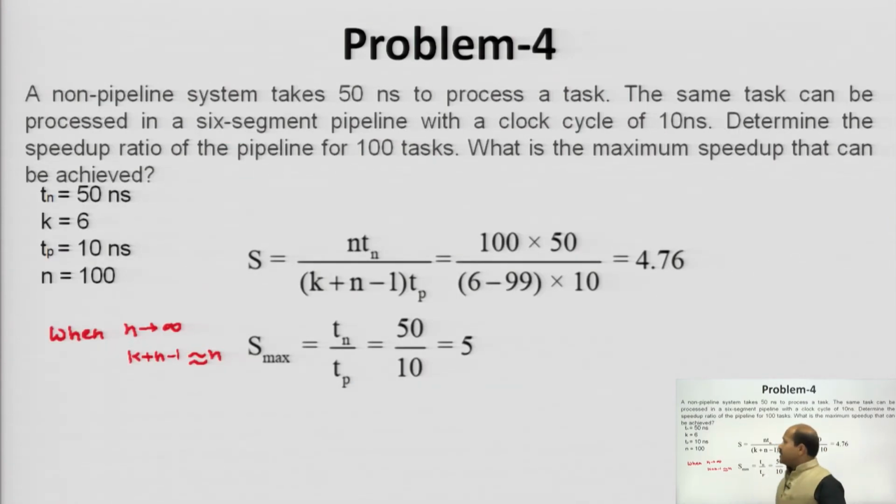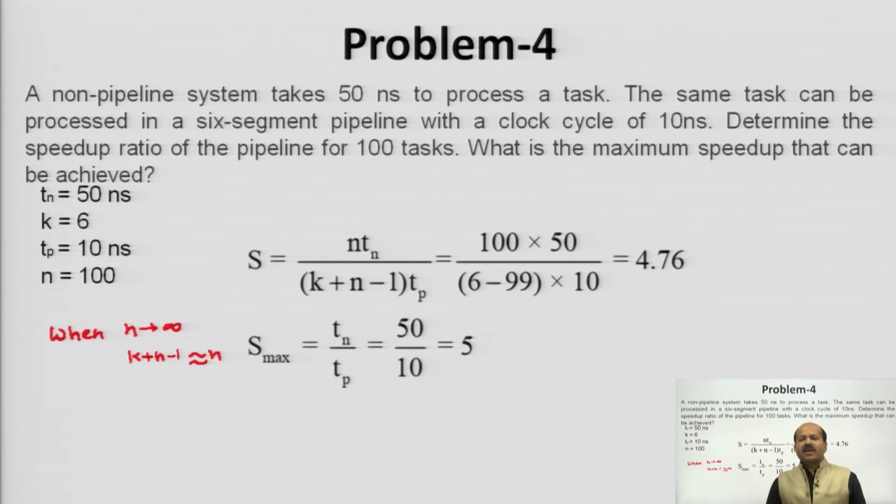Now, the next problem says a non-pipeline system takes 50 nanoseconds to process a task. The same task can be processed in a 6-segment pipeline with a clock cycle of 10 nanoseconds. Determine the speed up ratio of the pipeline for 100 tasks. What is the maximum speed up that can be achieved?